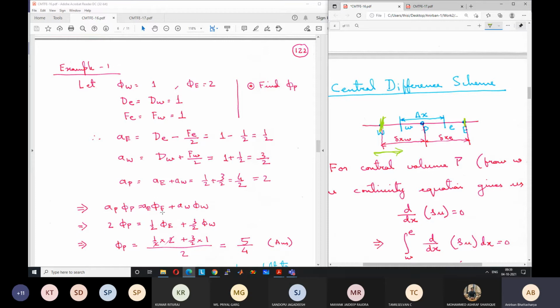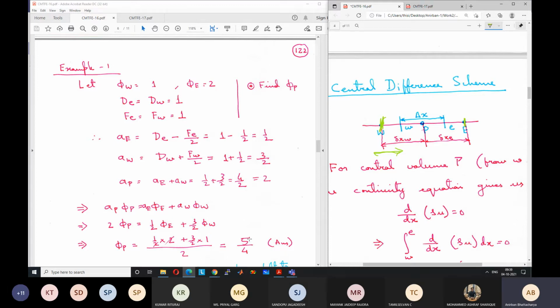So AP is 2. So 2 into phi P is equal to AE, which is half, into phi E plus AW, which is 3 by 2, into phi W. Put in the values of phi W and phi E. So half into 2 plus 3 by 2 into 1, divided by 2. So this is the value of phi P. This is equal to 5/4.